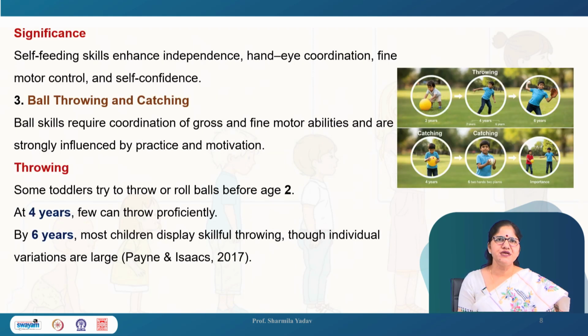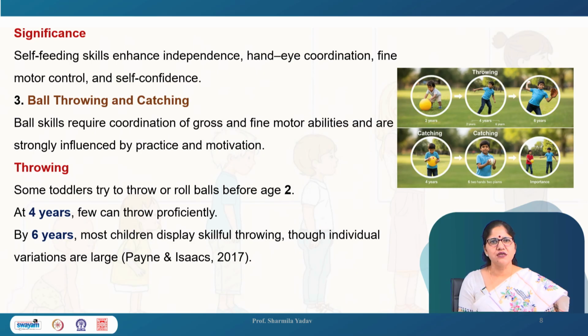Significance. Self-feeding skills enhance independence, eye-hand coordination, fine motor control, and self-confidence. Also the decision making: what to eat, how to eat, and when to stop eating, when his or her tummy is filled. This is a very important decision-making skill that the child learns at this particular age when he or she self-feeds. Next is ball throwing and catching.